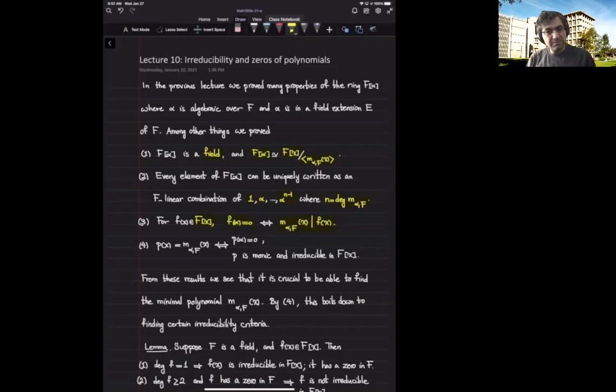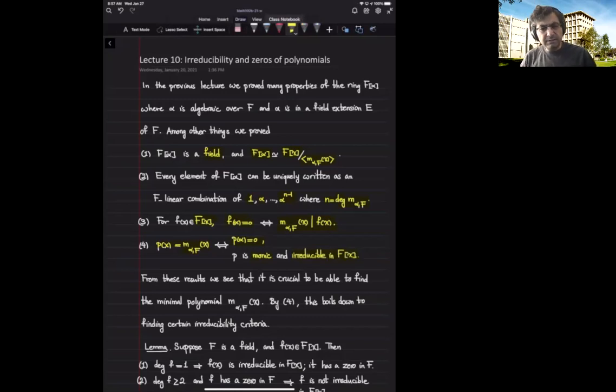And the last thing that we showed is a kind of characterization of minimal polynomials. It says that a polynomial P is the minimal polynomial of alpha over F precisely when, first of all, alpha should be a 0 of this. Second, P should be monic. This condition is not that crucial because we can always multiply by the inverse of the leading term and end up getting a polynomial that is monic. But the crucial condition is that P should also be irreducible in the ring of polynomials with coefficients inside F.